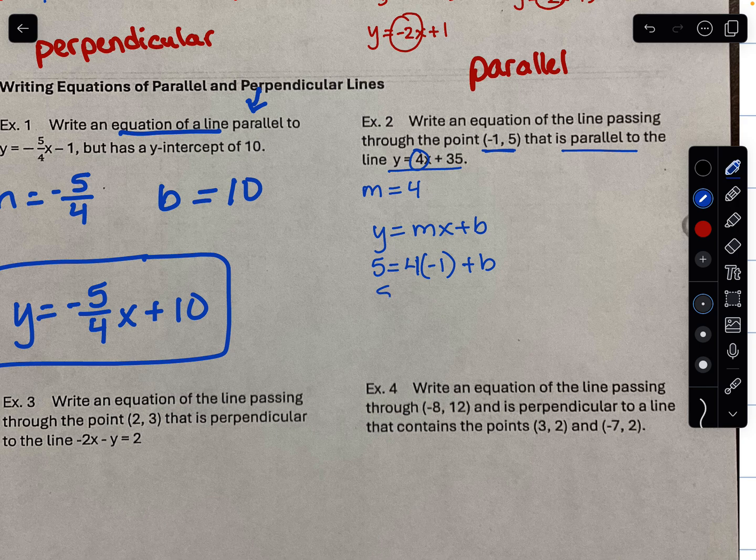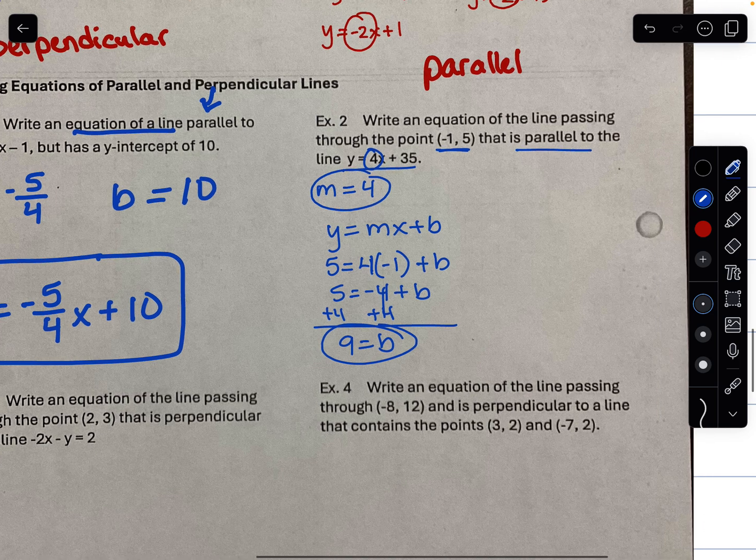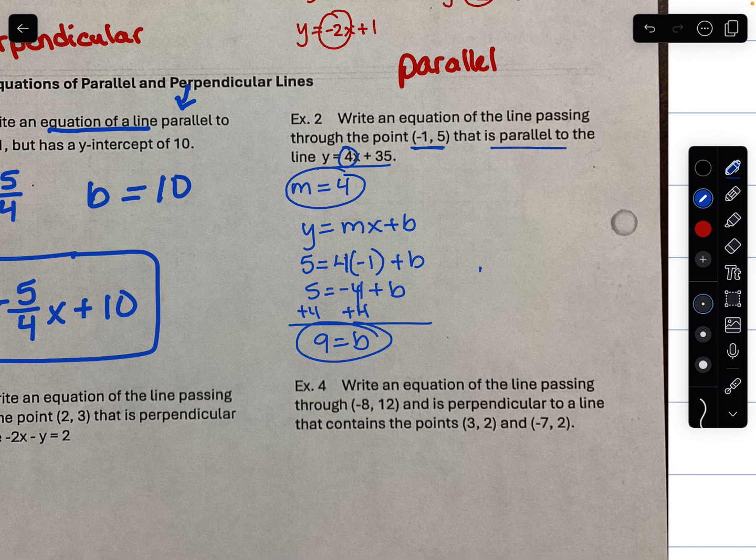What's 4 times negative 1? Negative 4. So I get 5 equals negative 4 plus b. How am I going to get b by itself? Add 4 to both sides. 9 equals b. Now I have the two things I need to write my equation. So what is my equation in slope-intercept form? Good.